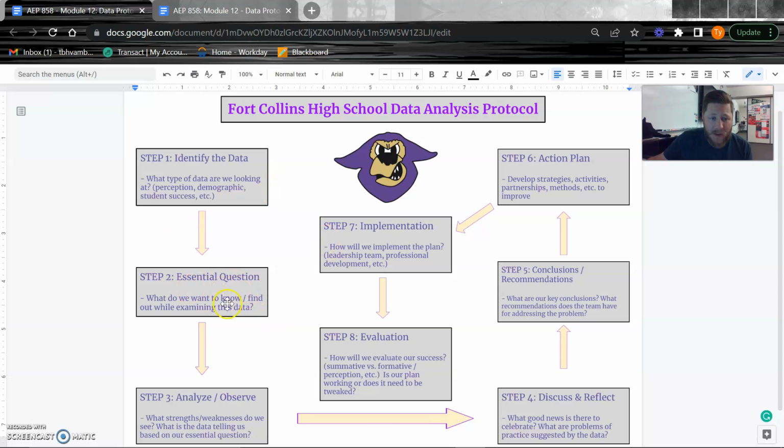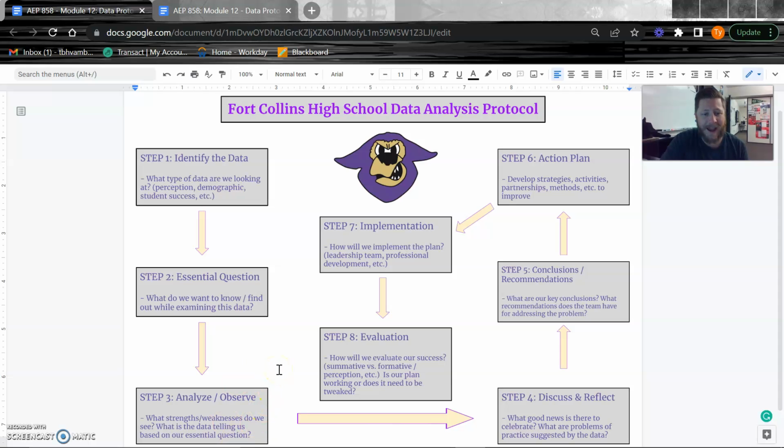Once we have done that, we're going to develop an essential question. Basically, what do we want to know? What do we want to find out? What's our goal of examining this data? Just to get everyone on the same page as far as the direction we're taking, what it is that we're specifically looking for to figure out through this data.